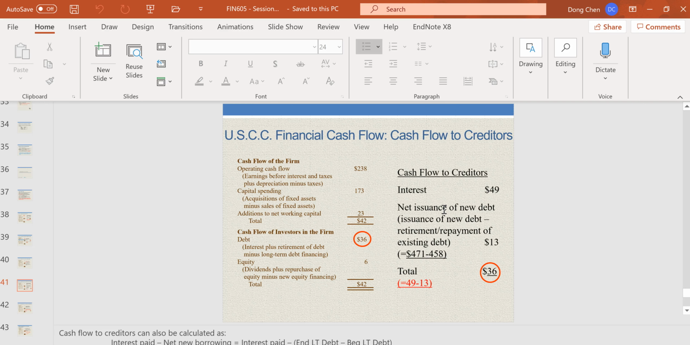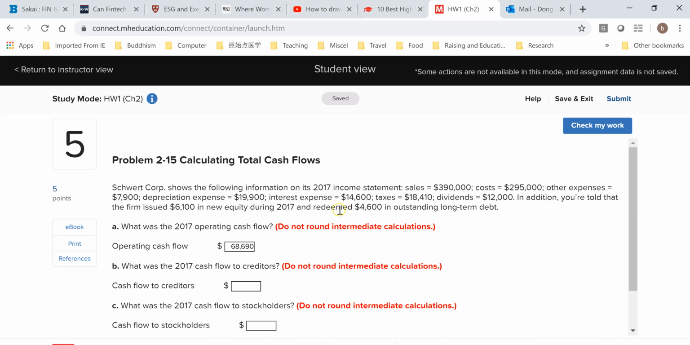So from the creditor's perspective, the cash flow turns out to be a negative. So that's why here, for the interest, we have to use the net issuance of new debt, deduct this net issuance of new debt from the interest, and then arrive at the total cash flow to creditors. So now if this number turns out to be that the firm redeemed, so rather than issuing new debt on net, the firm actually redeemed this much of the debt over that year.